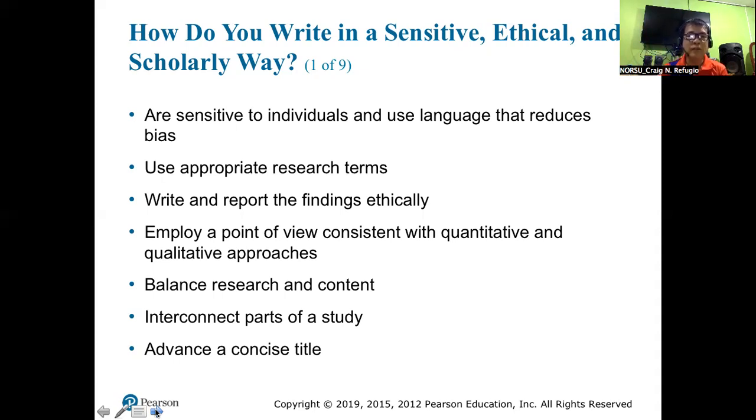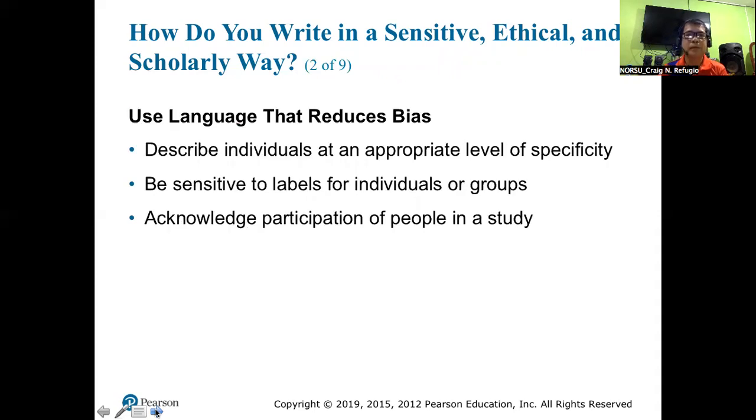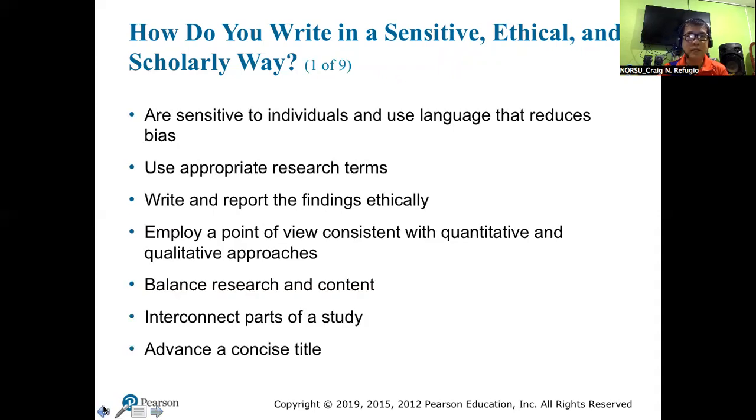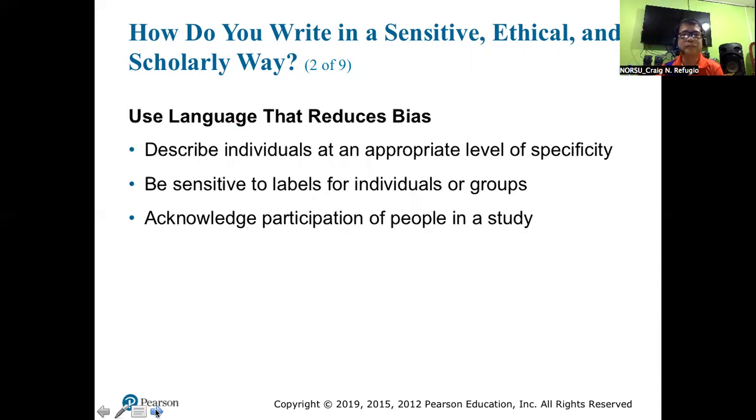Then advance a concise title. The title must not be that long, otherwise no one would be interested in reading the entire research paper. Have a short title, but looking at the short title, it captures everything in the entire research process.